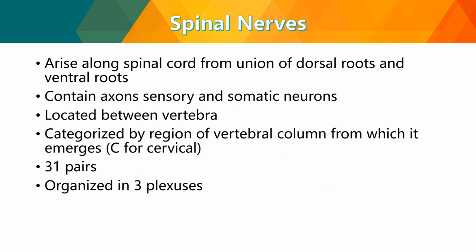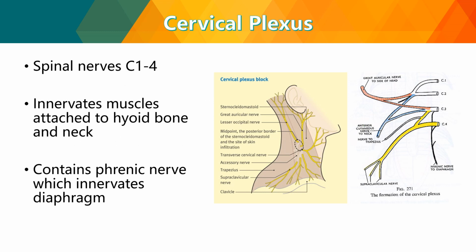The spinal nerves arise along the spinal cord from the union of dorsal roots and ventral roots. They contain axons of sensory and somatic neurons, and they are located between your vertebrae, categorized by the region of the vertebral column from which they emerge, for example, C for cervical. There are 31 pairs, organized into different plexuses. The first one is your cervical plexus. These are the spinal nerves from C1 to C4. It innervates the muscles attached to the hyoid bone and the neck, and it contains the phrenic nerve, which innervates your diaphragm.